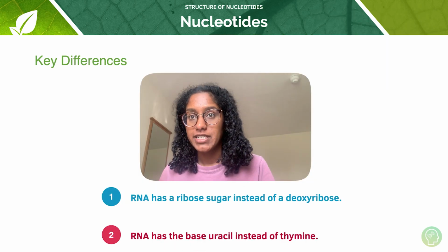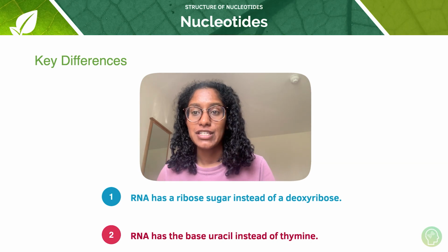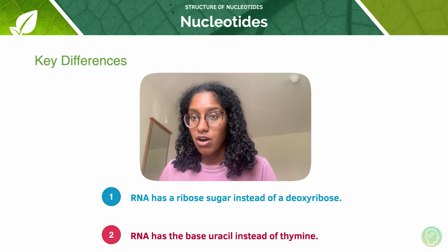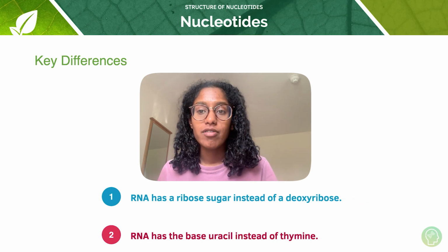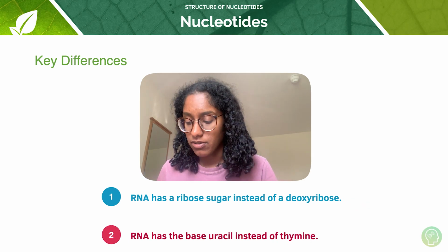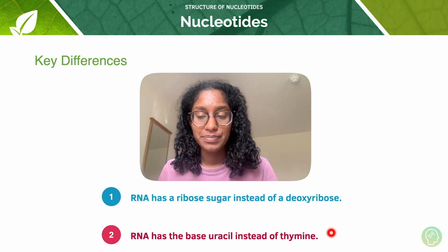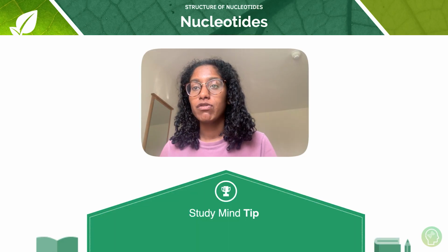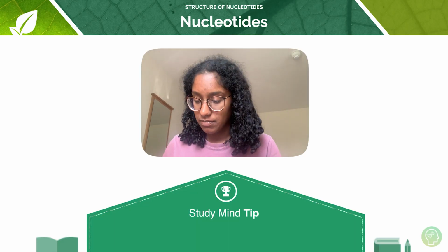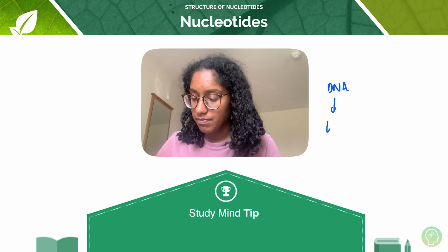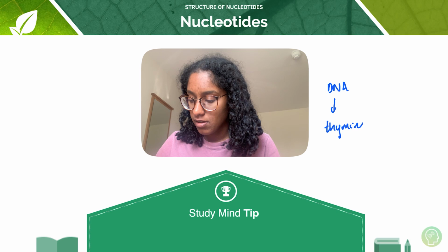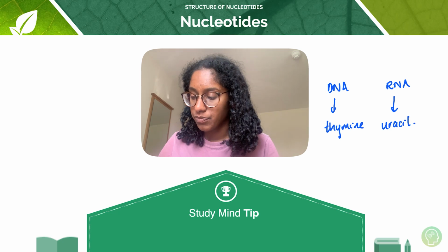Let's just summarise that quickly. So our key differences between DNA and RNA. RNA has a ribose sugar instead of a deoxyribose, and RNA has the base uracil instead of thymine. And make sure that you remember that DNA has thymine and RNA has uracil. That's a really important fact for you to remember.